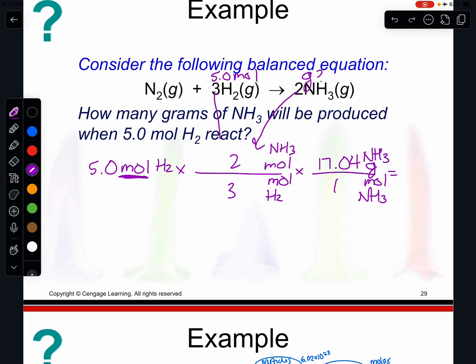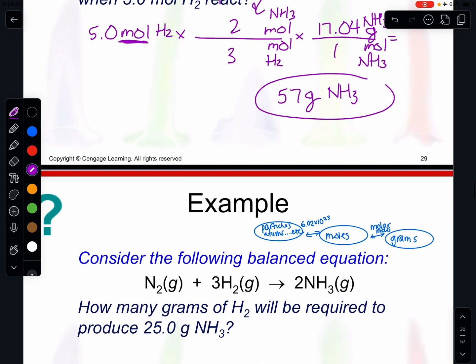Okay, so now I'm going to go ahead: 5 times 2 times 17.04, get an answer, divide by 3. And my final answer, I'm going to go ahead and round this to 2 sig figs, is going to be 57 grams of NH3. Okay, so this is a mole to gram ratio.